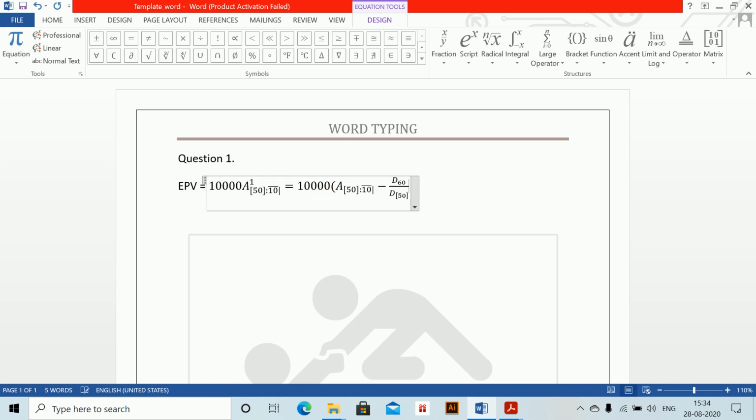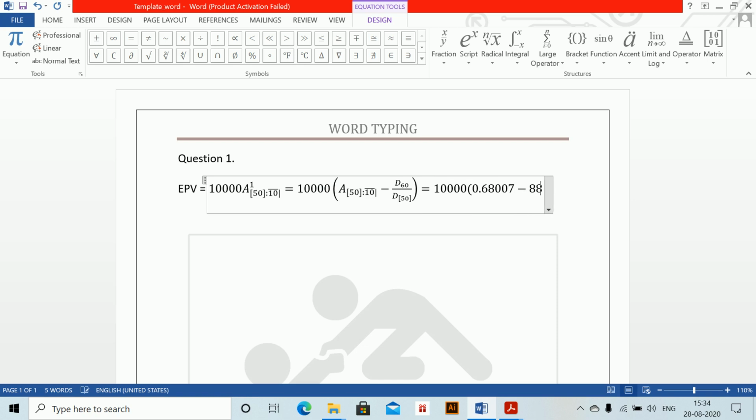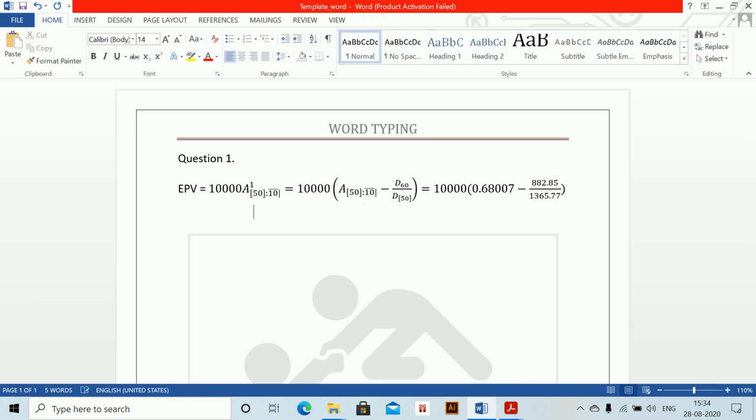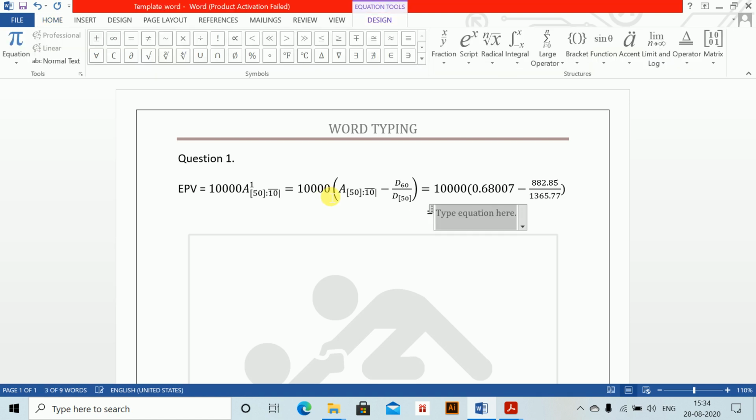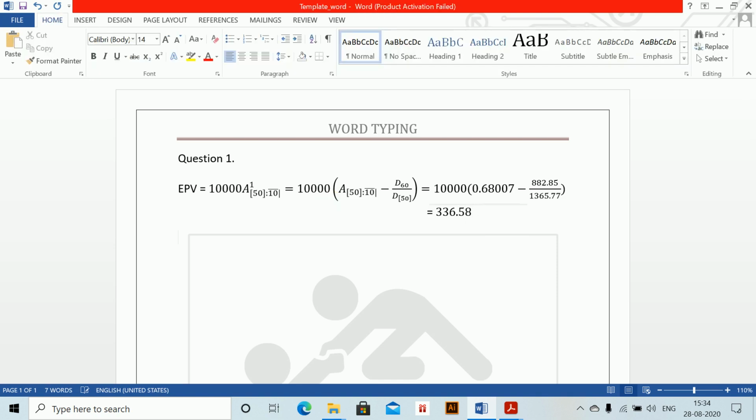Okay, so this is there. Now you want to put in the values: 10,000 into 0.68007 minus 882.85 divided by 1365.77. Okay, coming down, the value here we get, on solving, equals 336.58. So this is the value for my EPV.